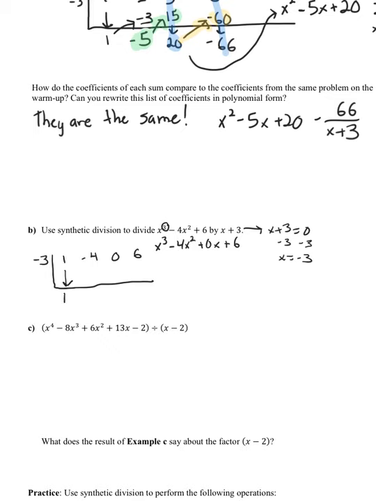And now I'm going to drop the 1 down. I'm going to say negative 3 times 1 is negative 3. Negative 4 plus negative 3 is negative 7. Negative 7 times negative 3 is positive 21. I'm going to get a 21 there. Negative 3 times 21 is negative 63. And because it's a positive 6, I'm going to get negative 57.